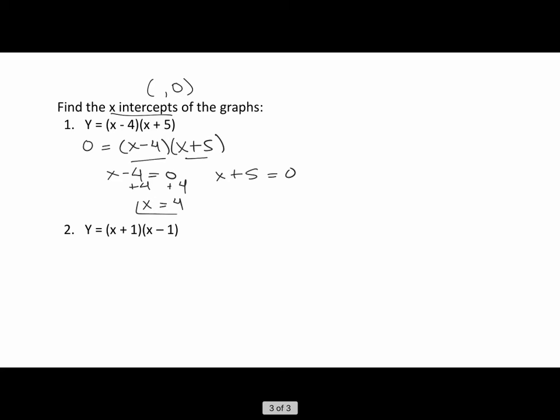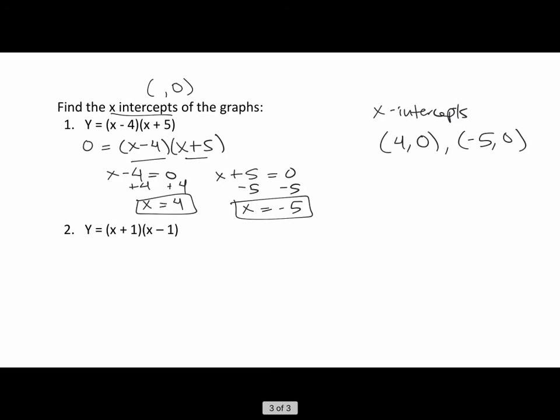So if we opposite the number term, we get a +4 for x and a -5. So if we're going to write those as x-intercepts, those will be ordered pairs where x is 4, y is 0. x is -5, y is 0.